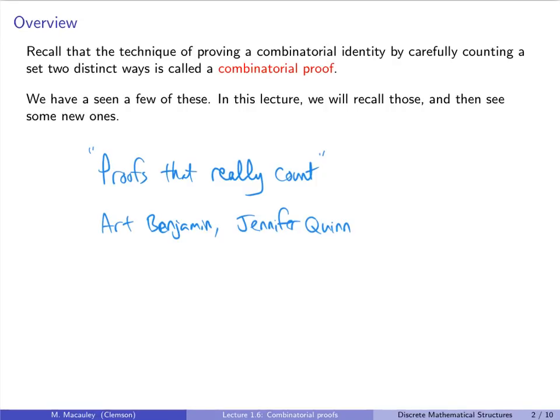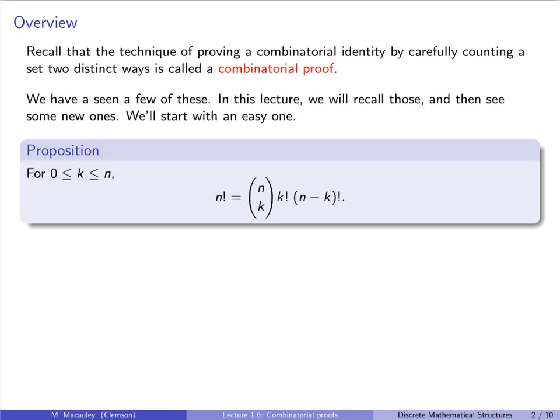Now, on to the proofs. We'll start with an easy one. So here we're assuming that k and n are non-negative numbers, and k is no more than n. This will be the assumption for most of these. So here I claim that n factorial is equal to n choose k times k factorial times n minus k factorial. Now recall that our definition of n choose k is the number of size k subsets of an n element set. So that's our definition, and not long after we defined this, we argued why this quantity is equal to n factorial divided by k factorial n minus k factorial.